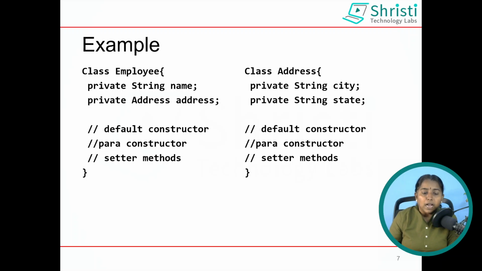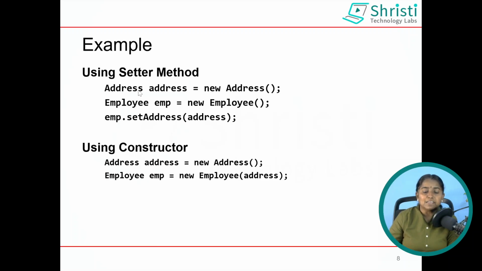Now, address object has to be injected into employee. How do we do that? Either using a parameterized constructor or using the setter method, just like how we have seen. Creating an address object, creating an employee object, injecting the address object into employee object. If you are working with a constructor, you need to go in for a parameterized constructor. This is what we have been doing.